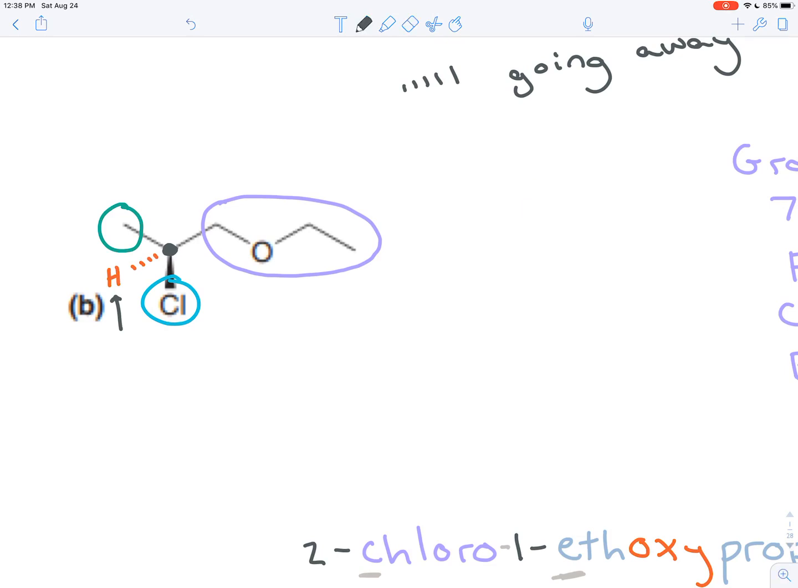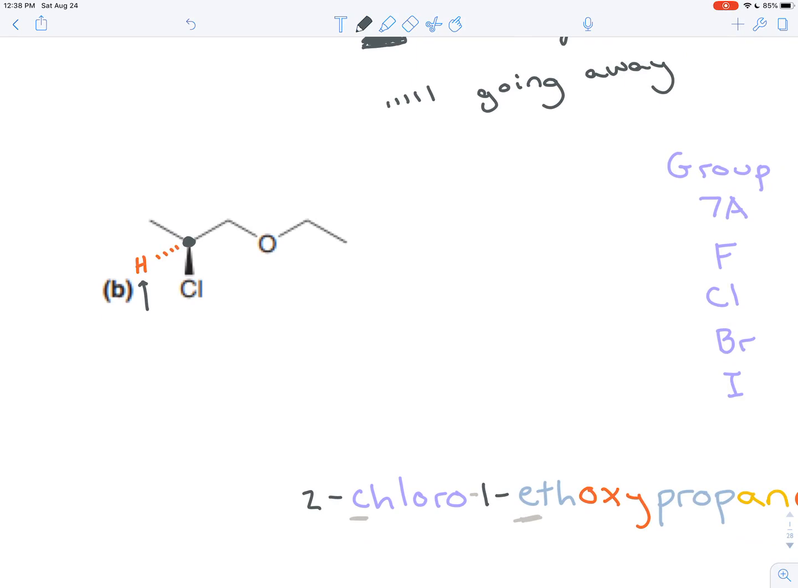So I have 4 different things on this carbon right here, and so that means that it is chiral. It comes in 2 different versions, a left-handed version and a right-handed version, that behave differently because they fit into different pockets.